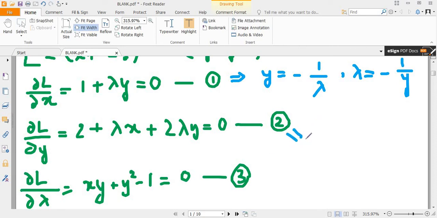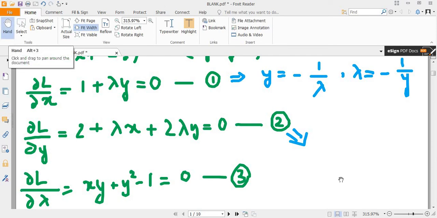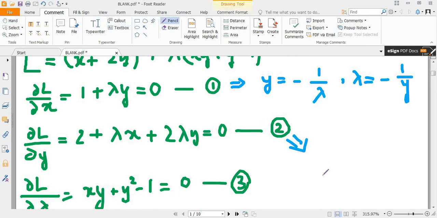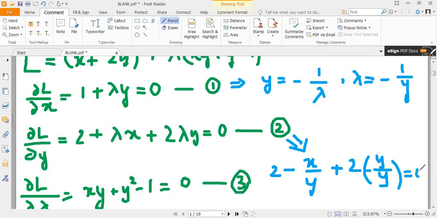From the second equation, I can put the value of lambda from the first equation. I end up with 2 plus, in place of lambda, minus 1 by y, so I get minus x by y, because there's a minus in lambda's value and y is in the denominator, plus 2, and in place of lambda I again put minus 1 by y, so I get minus y by y, equal to 0. This is what I get from the second equation.